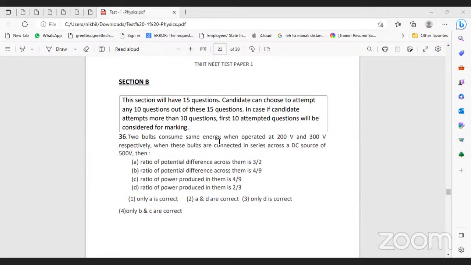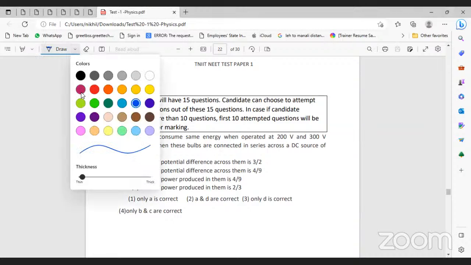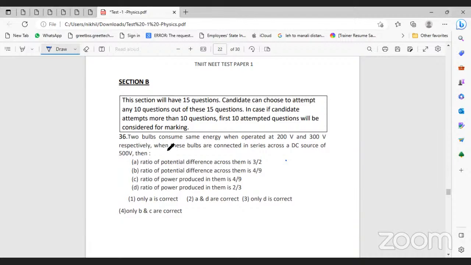The two bulbs have the same energy, operated at 200 volt and 300 volt respectively. When these bulbs are connected in series with a source voltage of 500 volt, what will be the ratio of the power produced in them? Ratio of the power or potential difference they are asking.